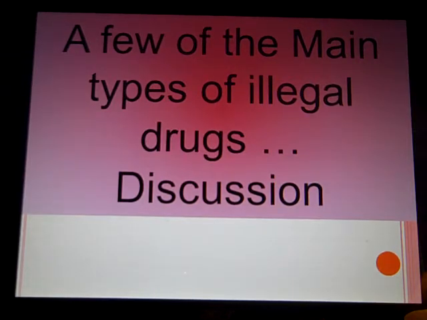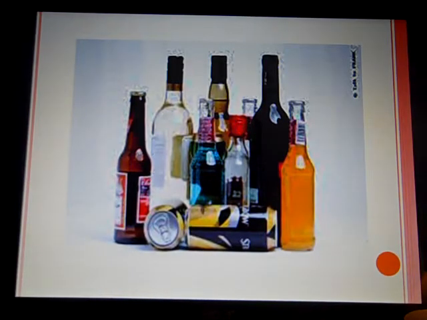So there are many types of illegal drugs. I want to talk to you about the main types and have a little bit of discussion about those. I could take a lot of time going through all the different types of illegal drugs and the different disorders associated with dependence and whatnot. But let's hit the main ones.